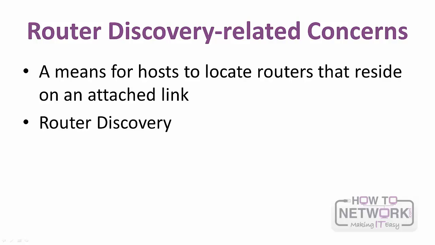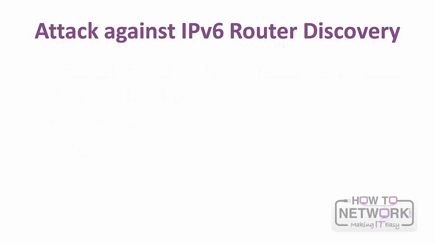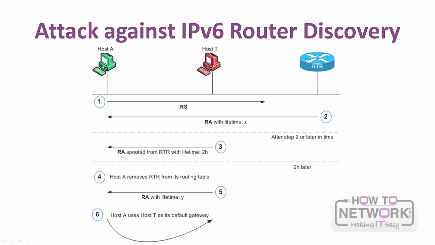Router discovery and stateless address auto-configuration. IPv6 neighbor discovery uses ICMPv6 messages and relies heavily on multicast, including Layer 2 multicast. The following figure illustrates the steps involved in deploying a router discovery attack. In this scenario, host A is attempting to discover routers in its link via router discovery.